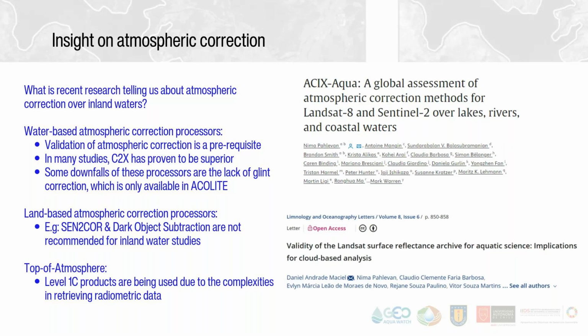So also another thing is that top of atmosphere images are still being used, and in some cases also preferred because of the complexities involved in retrieving radiometric data. So these are actually quite straightforward. We do have an idea of what to do and what not to do.